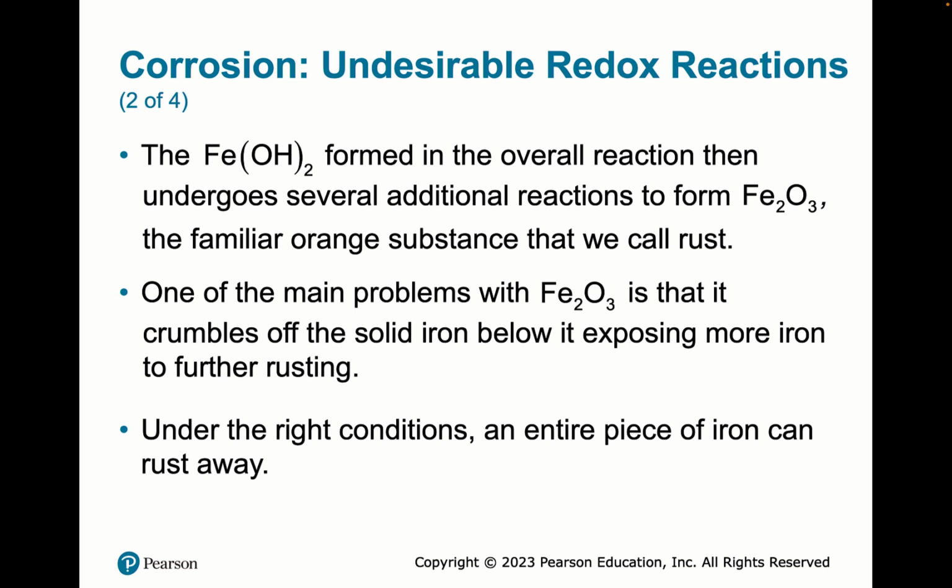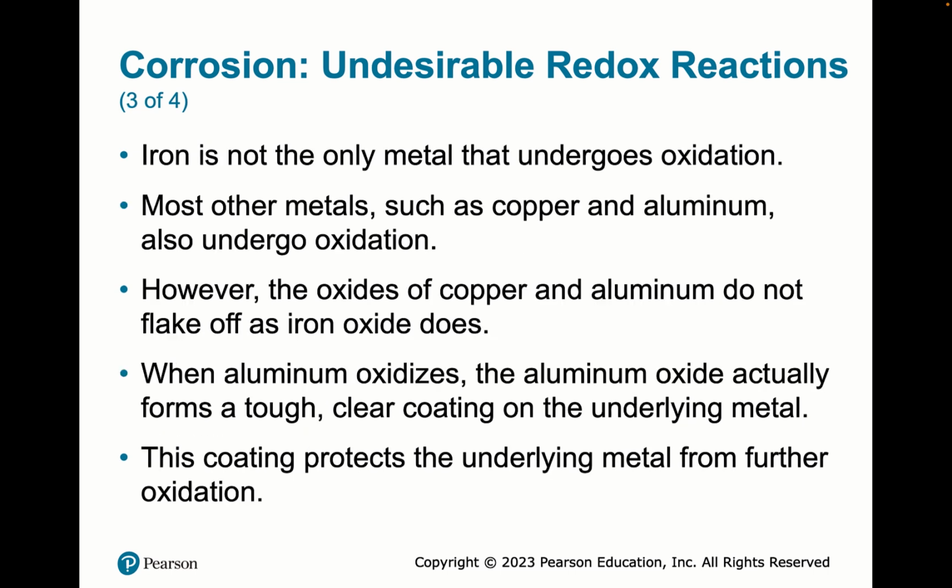The thing about iron oxide is it's flaky. It's flaky and brown, and it's not as strong as the iron. So that's the danger that we have with this. It can crumble, and then that exposes more iron, and you can corrode things. Really thick iron things can corrode in the elements, and it corrodes down. So in the right conditions, an entire piece of iron can rust away, and if you haven't noticed, it usually happens when it's wet.